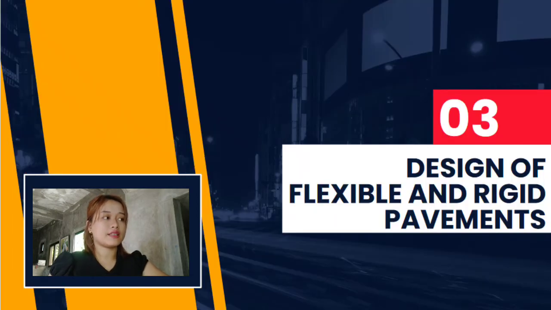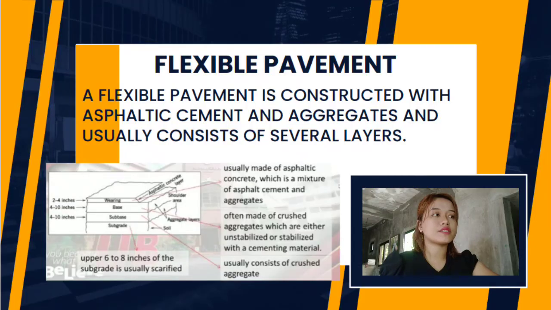So next is the design of flexible and rigid pavements. So first is flexible pavement. A flexible pavement is constructed with asphaltic cement and aggregates and usually consists of several layers. This figure is a representation of a section of a flexible pavement. We have here 4 layers.